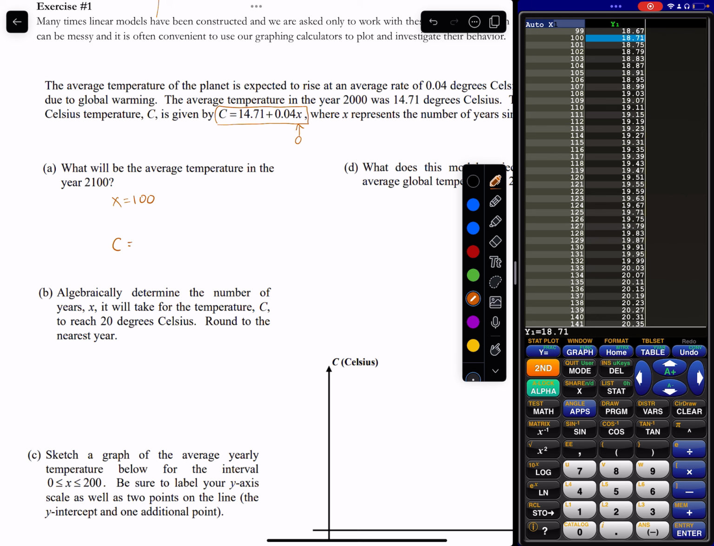The temperature would be 18.71 degrees Celsius. And how do we find that? Well, we just substituted in 100 and found our answer.